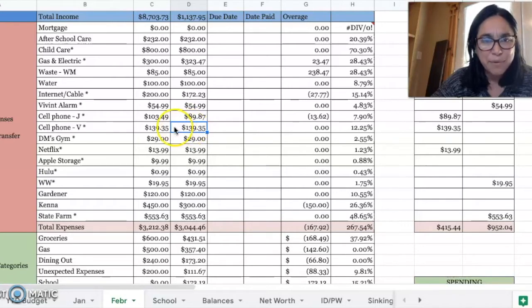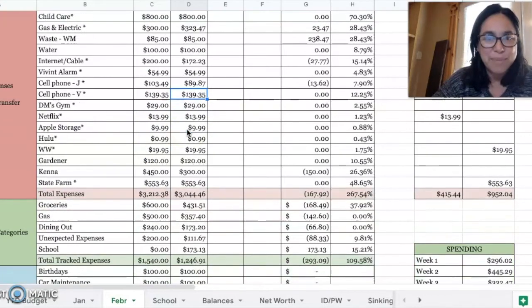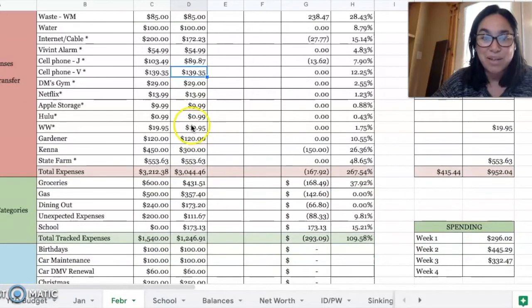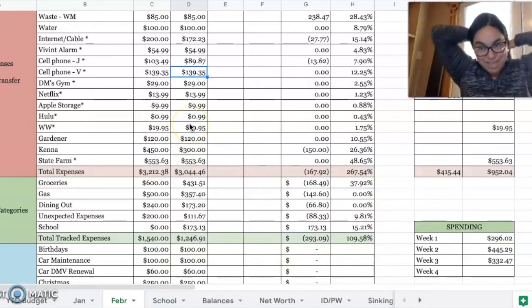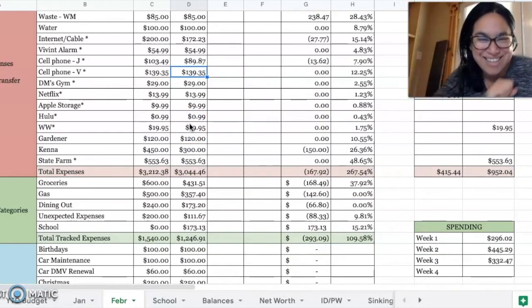I did get the iPhone 13, 12, whatever the latest one was, and so they added it, but I really want to pay it off, so we'll see what happens there. The gym, Netflix, I increased our storage. It used to be $2.99, now it's $9.99, but that's okay. Hulu, I did take advantage of the Black Friday sale. Weight Watchers, I need to get back into this. I have gained quite a bit of weight, and I'm still paying for it, and I keep saying Monday.